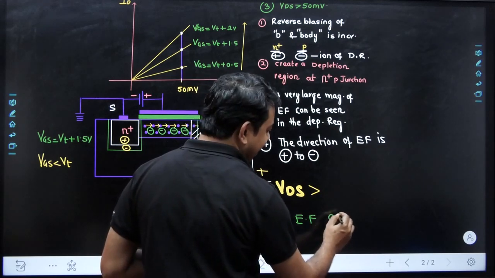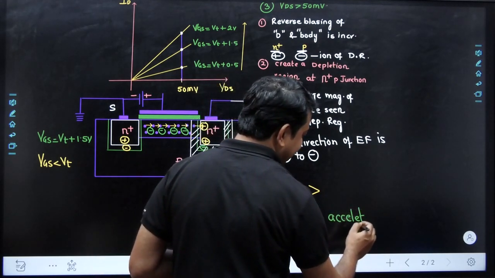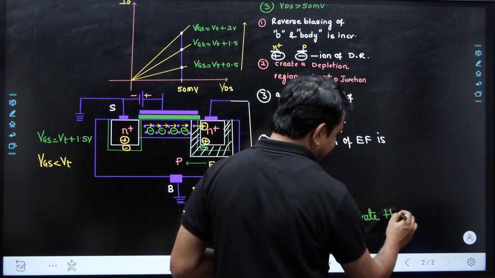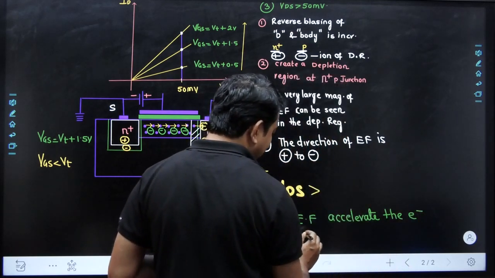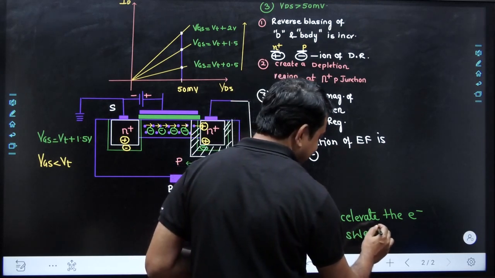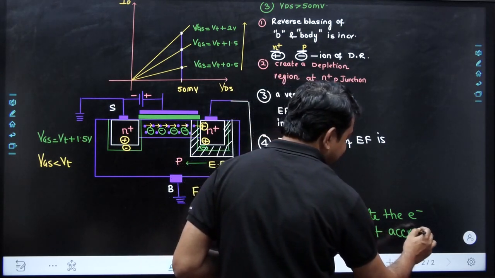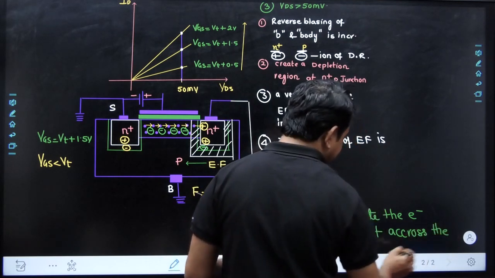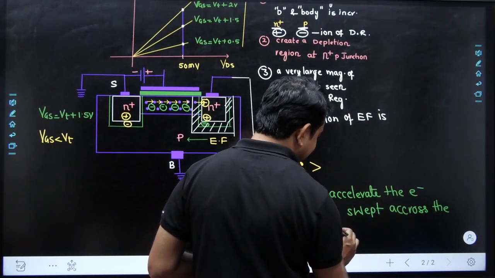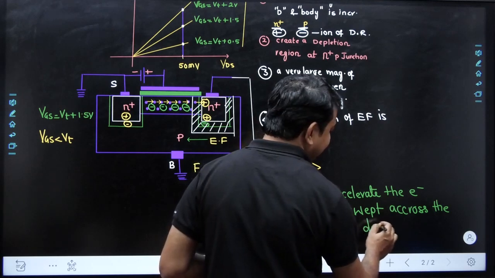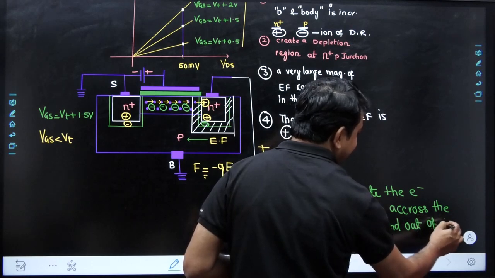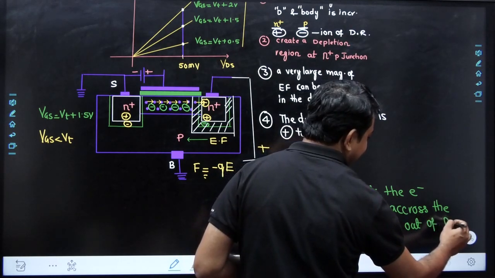This electric field accelerates the electrons, I just write here, accelerate the electrons, and electrons will be swept across the depletion region and drained out of the drain electrode or terminal.